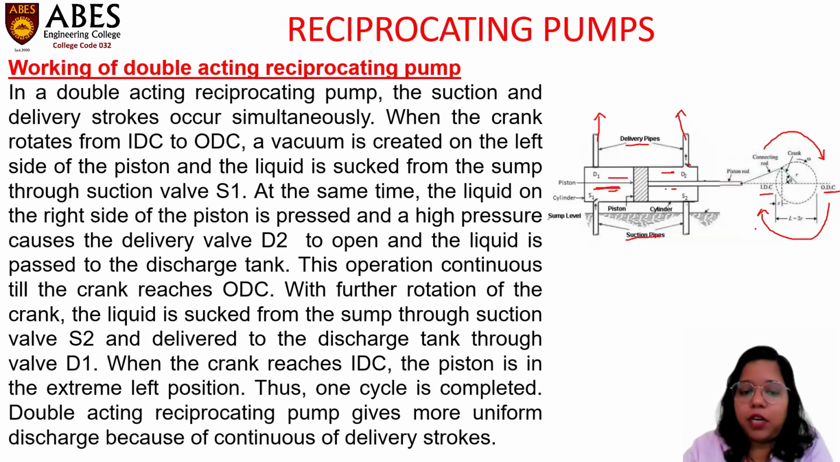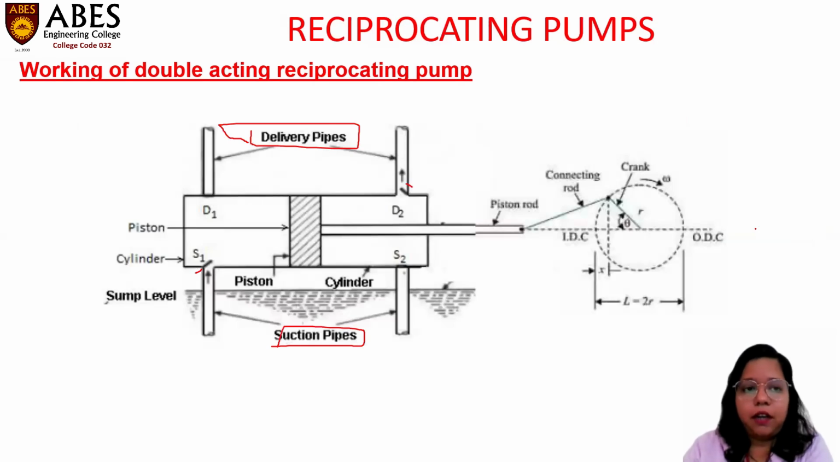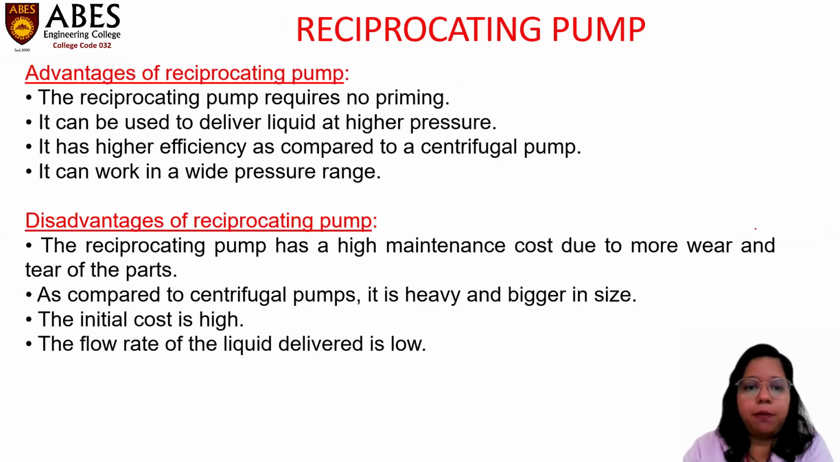The double acting reciprocating pump gives more uniform discharge because of its continuous suction and delivery strokes. It is a more uniform discharge giving machine. So this is the diagram of the double acting reciprocating pump.